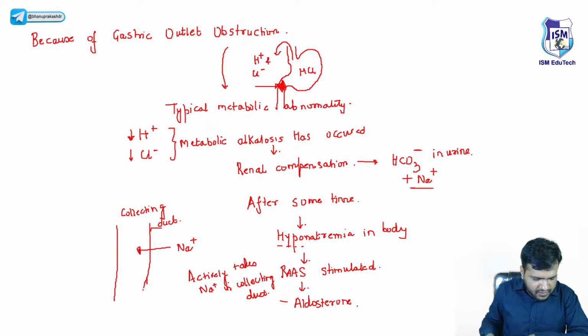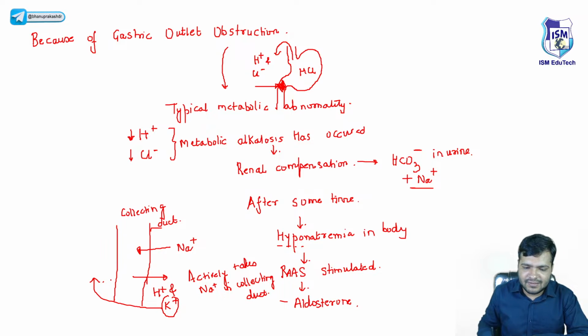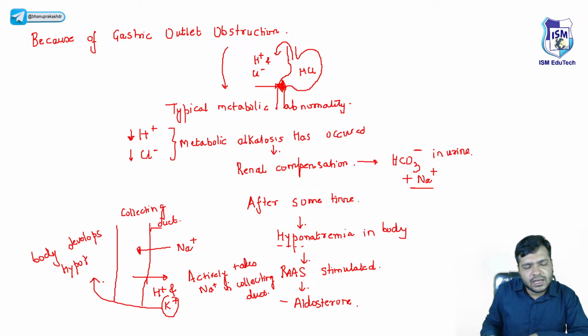And if Na+ is coming in, what will go out? We have H+ and K+, and if asked, the very first one to go out is K+. So yet the body develops hypokalemia, and it is also secreting H+. So remember that H+ ions in urine are suggestive of paradoxical aciduria.